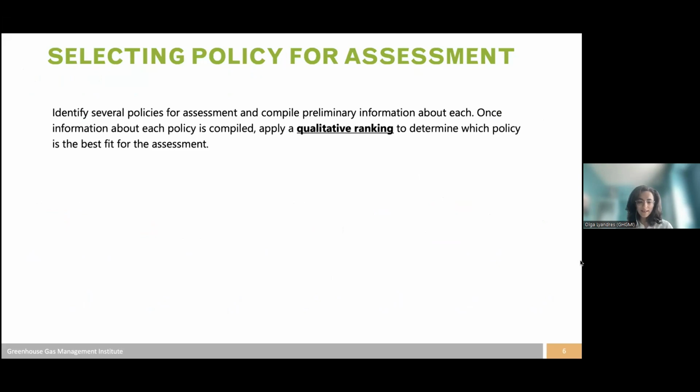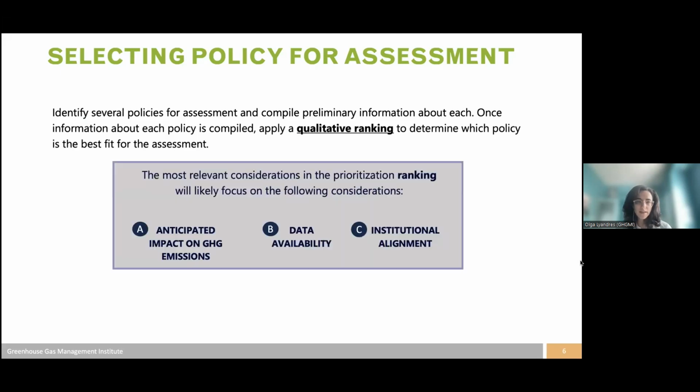This guide provides a rubric to help select a policy for assessment, because it's not always apparent which one is going to be the best candidate for that. And given that it takes some resources to go through this effort, it's helpful to go through an exercise to prioritize which policy should be assessed. This process involves identifying several policies for assessment and compiling some preliminary information about each one. And then when that information is put together, you would apply a qualitative ranking to determine which policy is the best fit for the assessment.